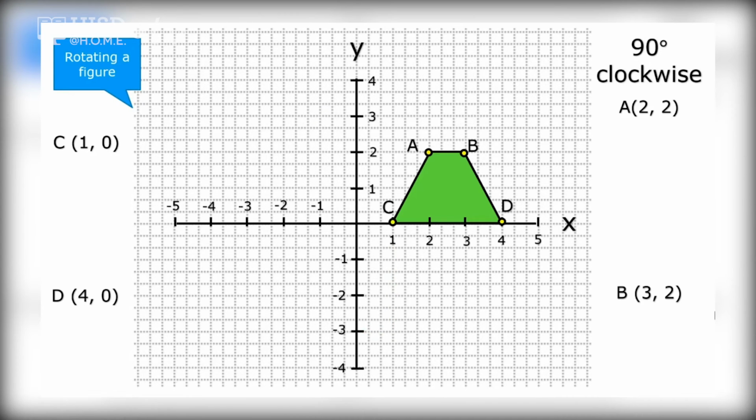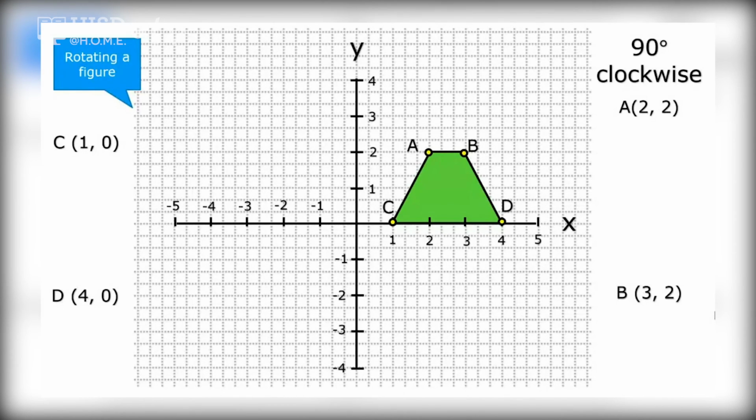And now we're gonna rotate a whole figure. And on this one we have a trapezoid that has 4 points. The coordinates for A is positive 2 and positive 2. Coordinates for B is positive 3 and positive 2.